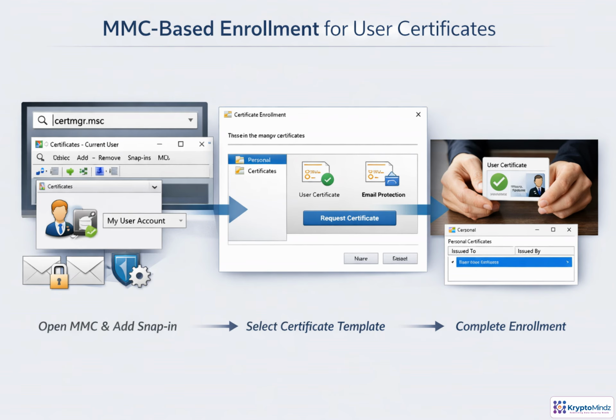MMC-based enrollment is your manual, on-demand way to get user certificates directly from the enterprise CA. You work in the context of the current user, so whatever you request ends up in that user's personal store. After launching the certificate snap-in for the current user, run the enrollment wizard and pick a template you're actually allowed to enroll for. This approach is great for testing template changes, validating permissions, or issuing one-off certificates for user logon or secure email.